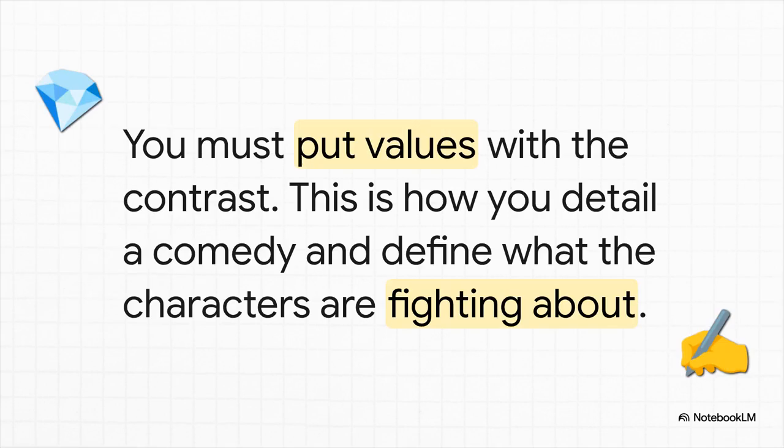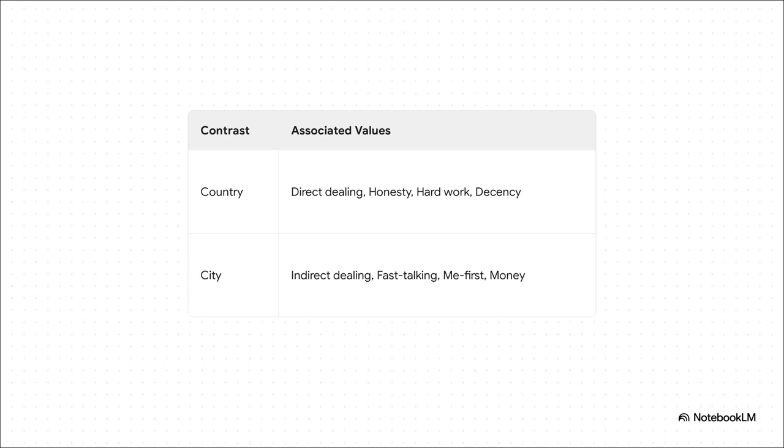Okay, now here's the secret sauce. This is the key insight that so many writers miss. You have to attach specific values to those contrasts. It is not enough for your characters to just be different. You have to define what they're fighting about on a much deeper level. So let's take that country versus city example again. It's not really just about location, is it? It's about honesty and direct dealing versus fast talking and a me-first attitude. You can immediately see how that creates way richer, more specific chances for conflict and jokes. It's the difference between a character just being rich and a character who believes that money is the only thing that matters. See the difference?